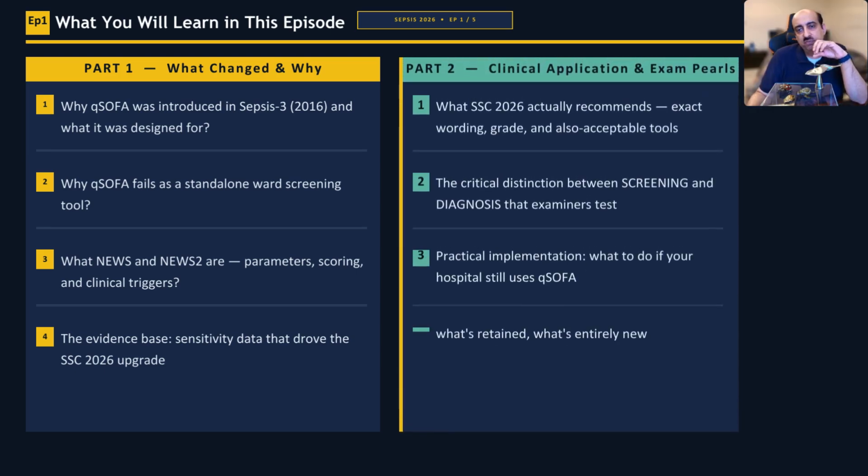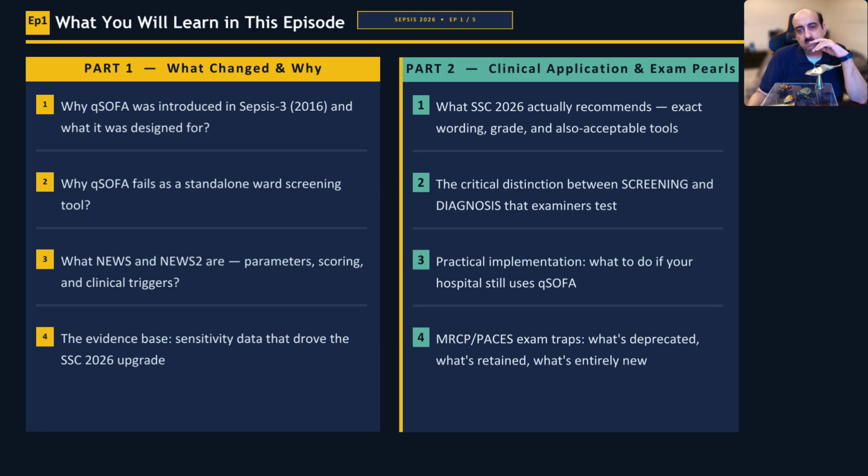In part 2 of this video, we will cover the clinical application of all these tools, exact wording, and the distinction between a screening tool and a diagnostic tool. That's the key thing, because screening and diagnosis are two different things. And practical implications: if your hospital uses qSOFA or doesn't use NEWS2, what should be done, and some of the exam traps for the candidates.